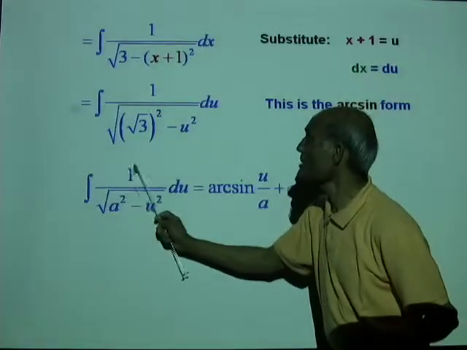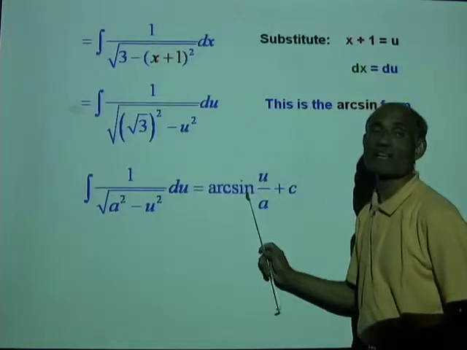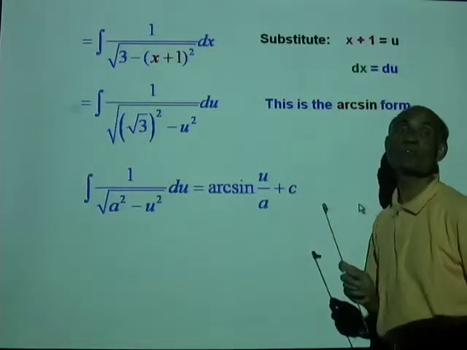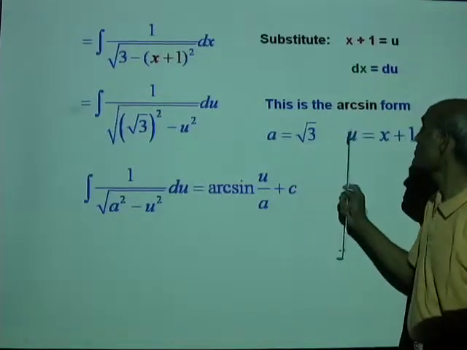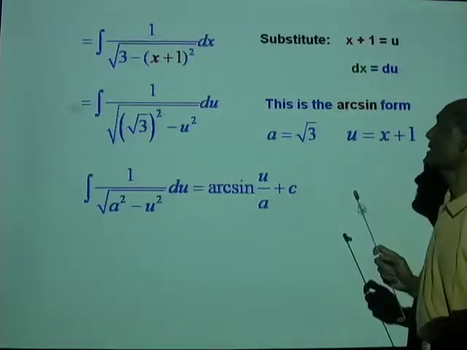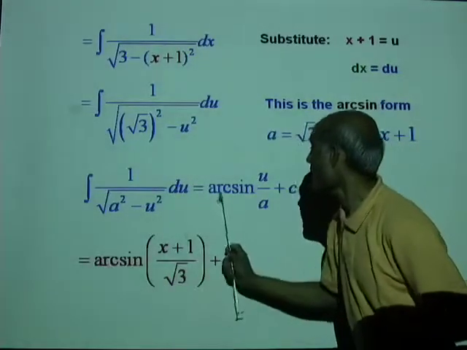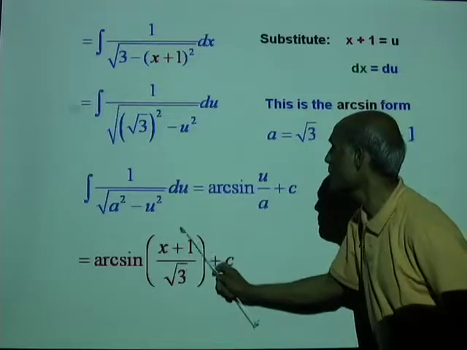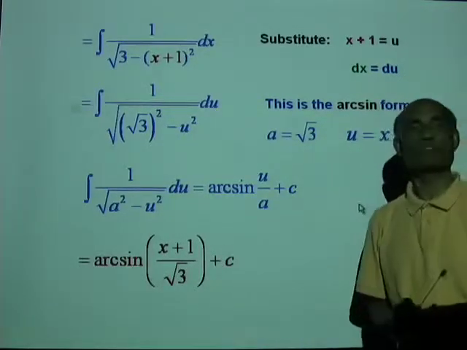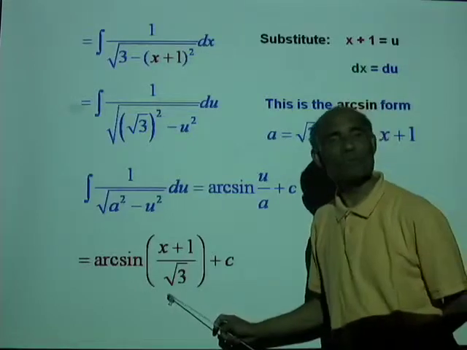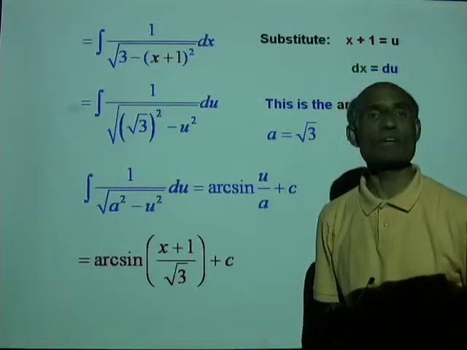That is, integral 1 over square root a squared minus u squared is arc sine u over a plus c, where a equals square root of 3 and u equals x plus 1. So your answer will be arc sine u over a, x plus 1 over square root of 3, plus c. And that's a beautiful integration form, and please go back and have a look at it one more time.